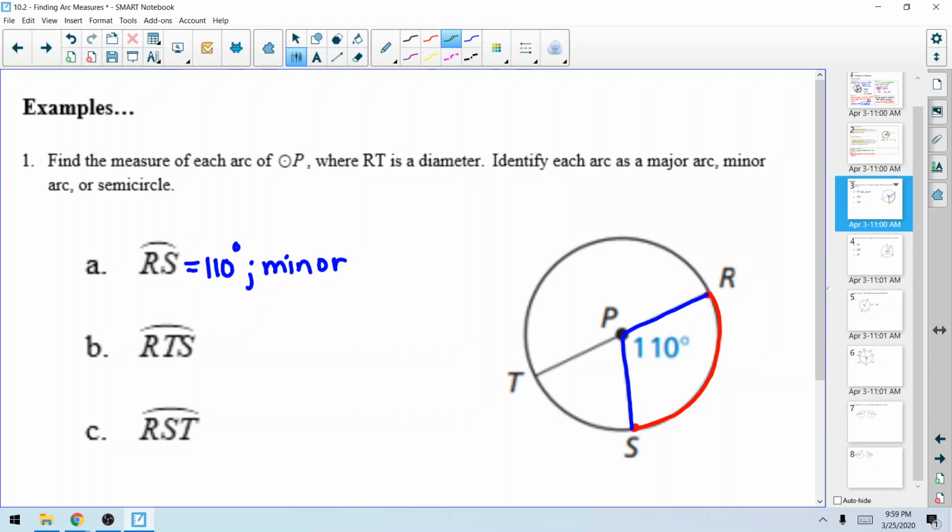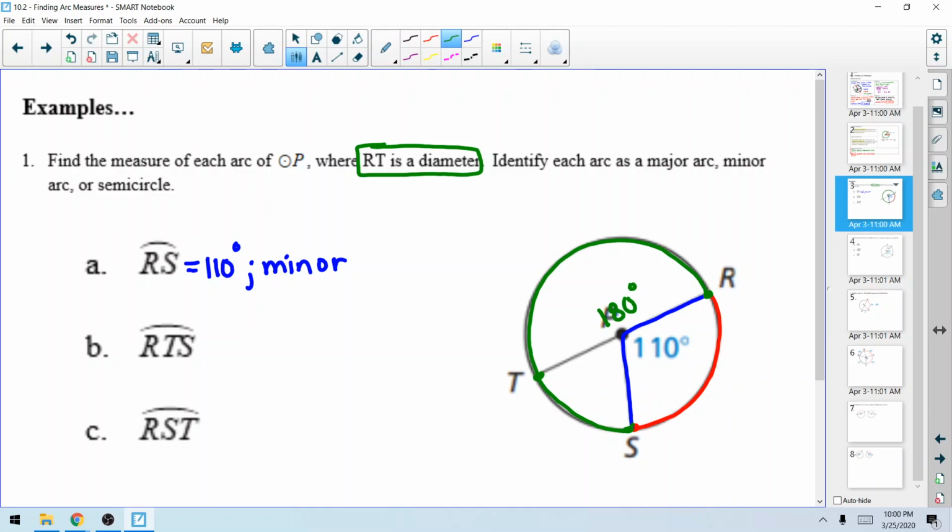Next one, RTS. R T S. Okay, so now we got to figure out this guy. So the first thing I'm looking at is, do you remember this information? RT is a diameter. Well, if we've got a diameter, we've got half of the circle. And half of the circle, I hope we know, is 180 degrees. Another way to justify that is because it's a straight angle. So remember, a straight angle is also 180 degrees.